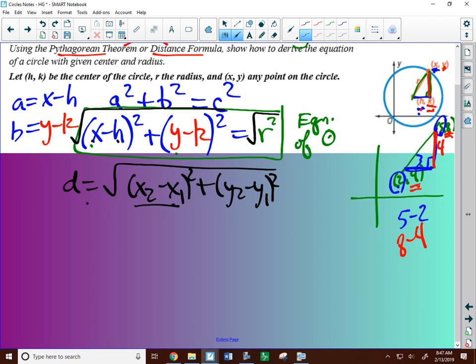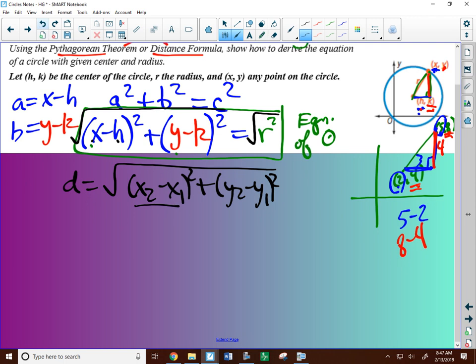So I want you to know basically this: this minus this, x minus h is a, y minus k is b, and you plug it into the formula for the Pythagorean theorem. So let's do a couple equations. I'll show you how we actually apply this, but this is the base form. Well, if I get rid of that square root.